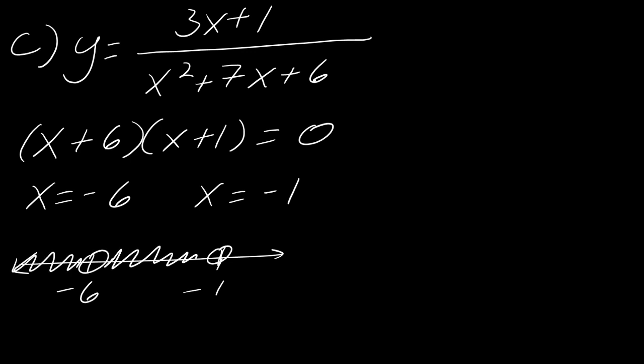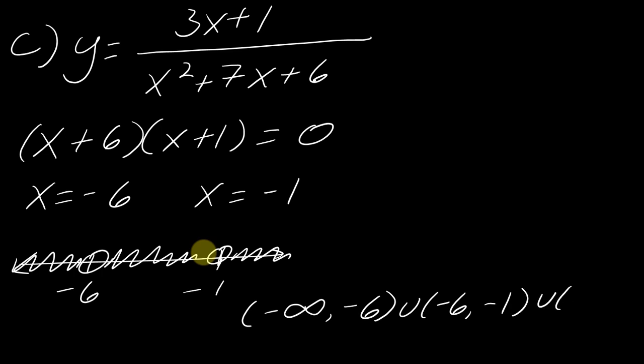Now, to set up my interval notation, I'm starting at negative infinity and then going to negative 6. I'm going to make that jump over negative 6. From negative 6, I'm going to continue on to negative 1, jump over negative 1, and then continue on my way. And so that's it.